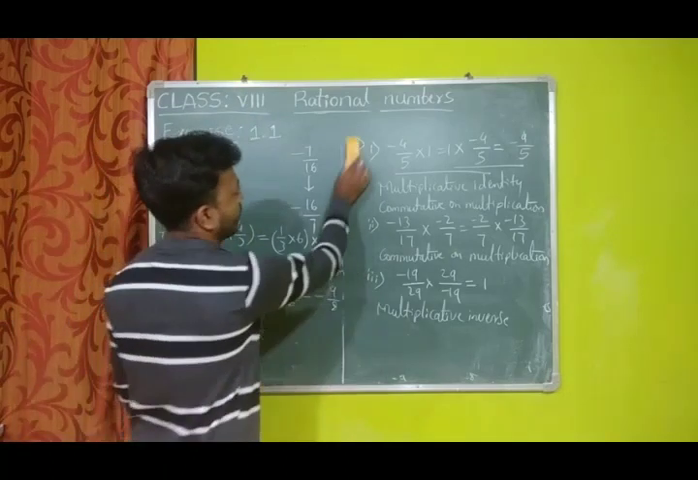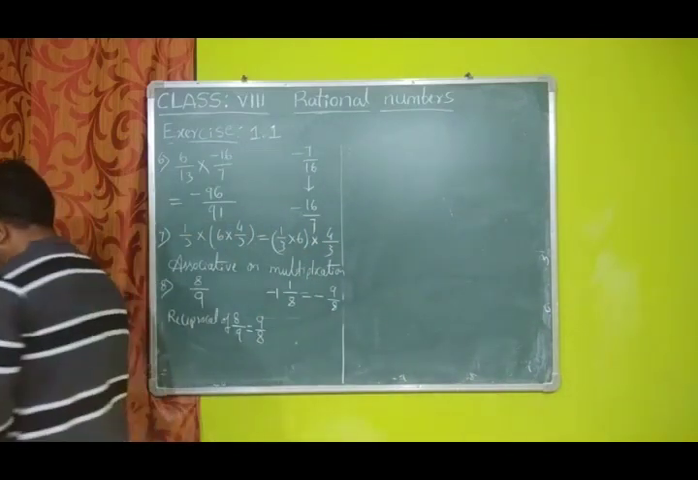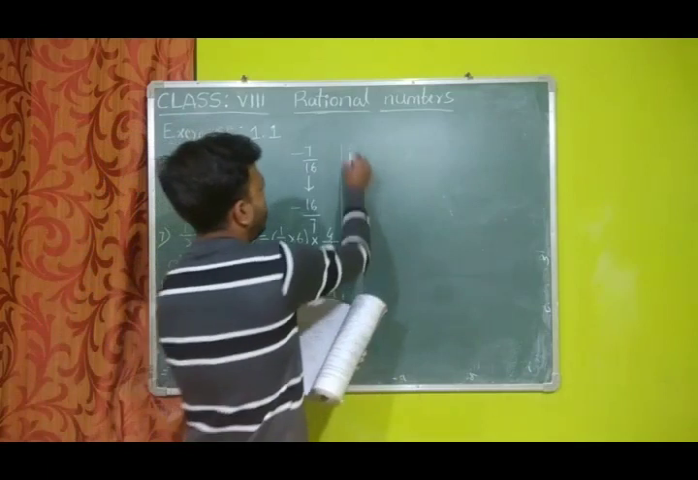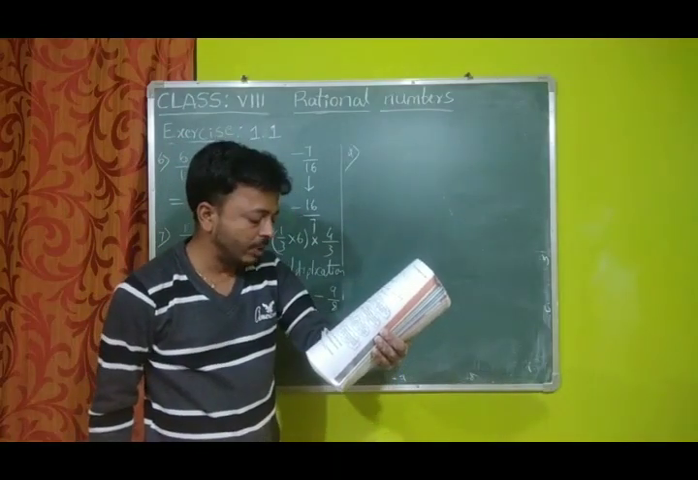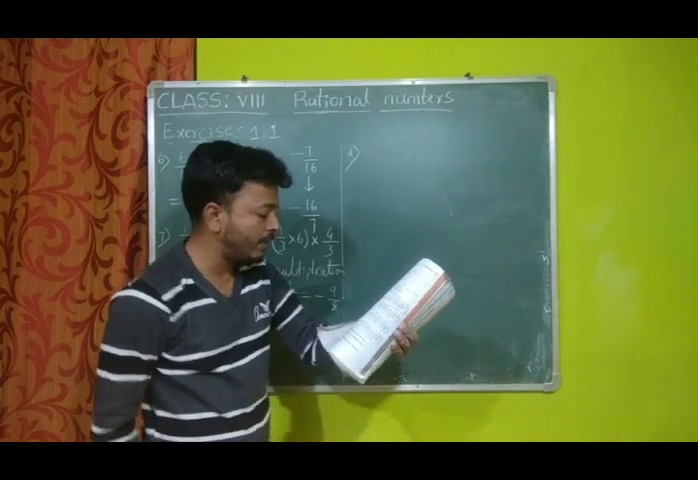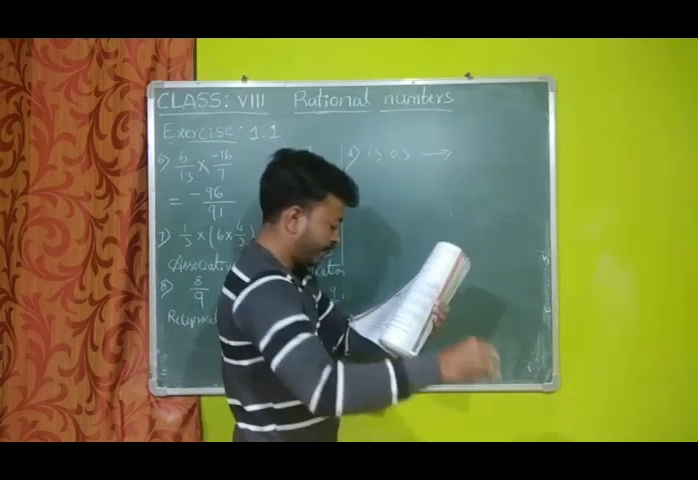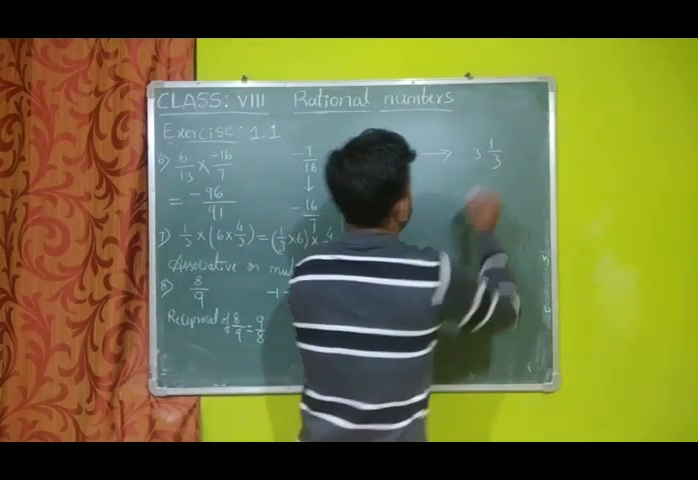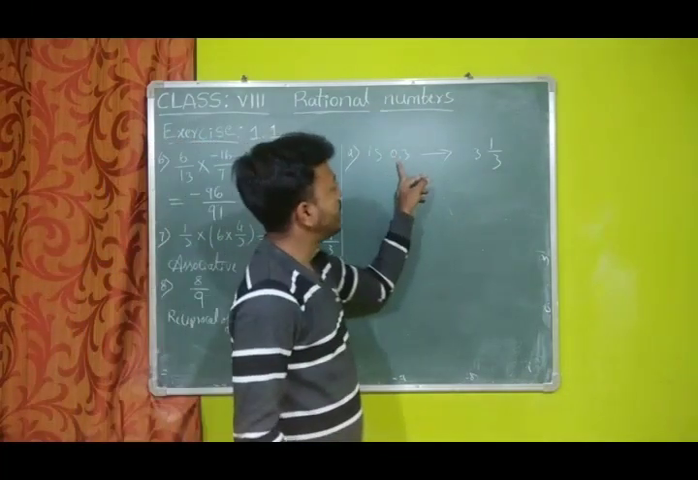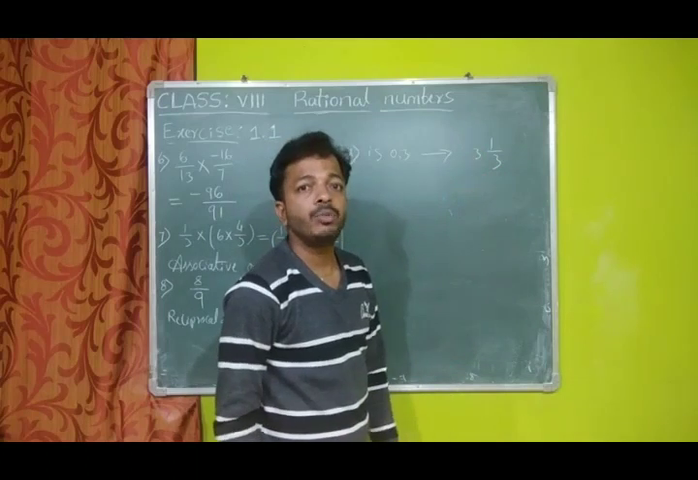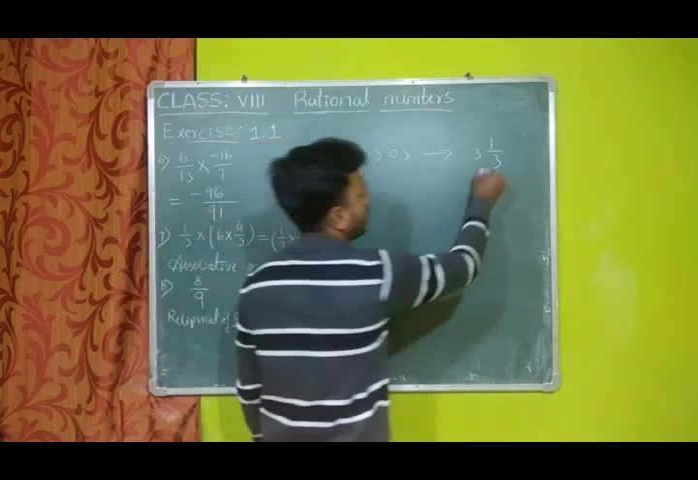The 9th one. The 9th question is very simple, actually, similar to this 8th one only. What have they given in the ninth one? Is 0.3 the multiplicative inverse of 3 1 upon 3? Is it right or wrong? So what did they ask? Why and why not? They have given that the multiplicative inverse of 0.3 is 3 1 upon 3. So now just check here, are they multiplicative inverses of each other or not?